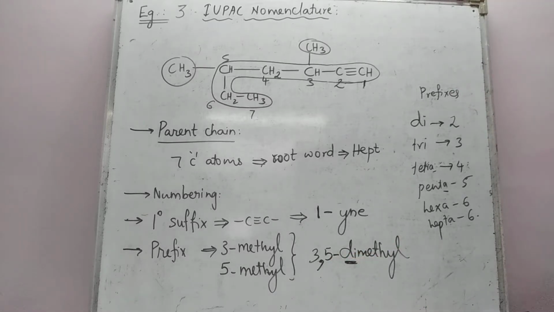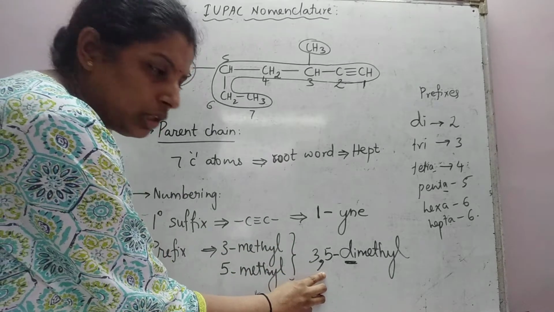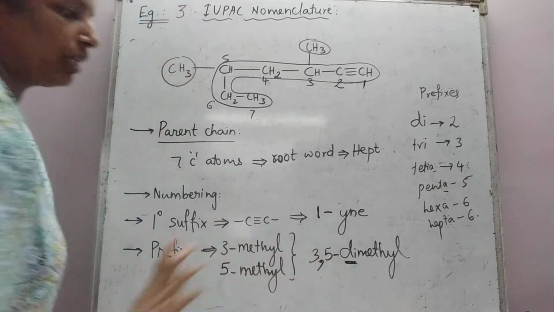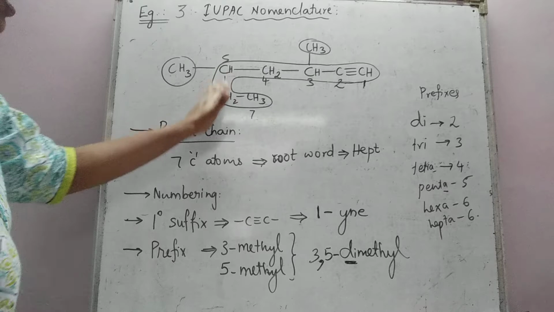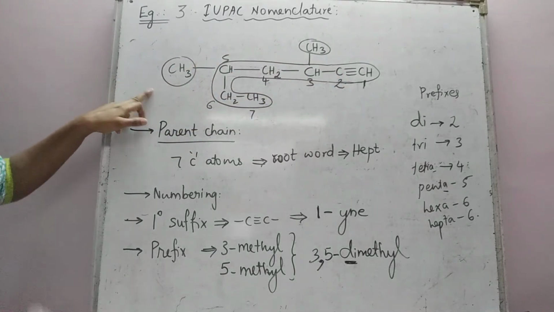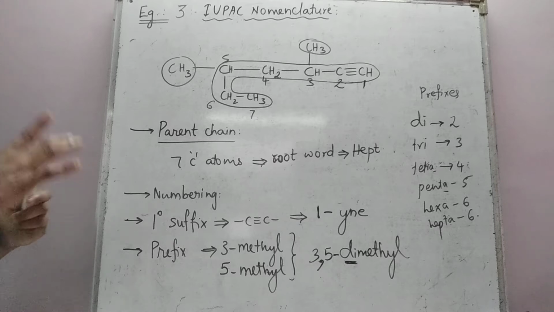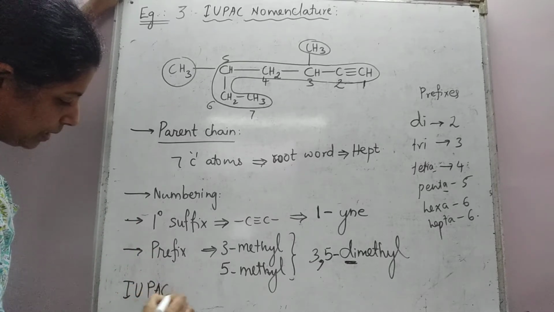While writing the IUPAC name, remember whenever you write 2 numbers beside each other, you put a comma. To separate a number from a letter, you put a hyphen. Okay. So we have named the active part. We have also named the branches. What is next is nothing but writing the complete IUPAC name.